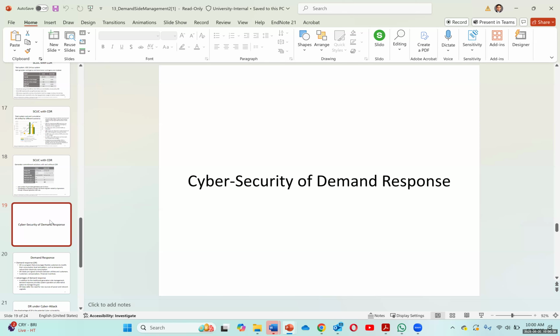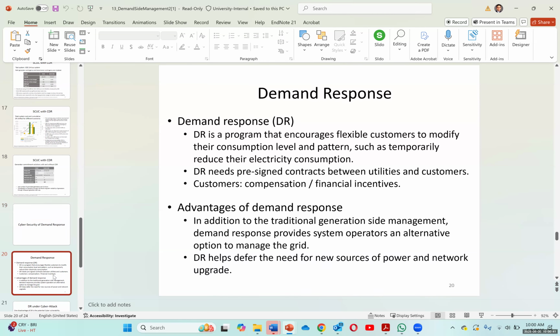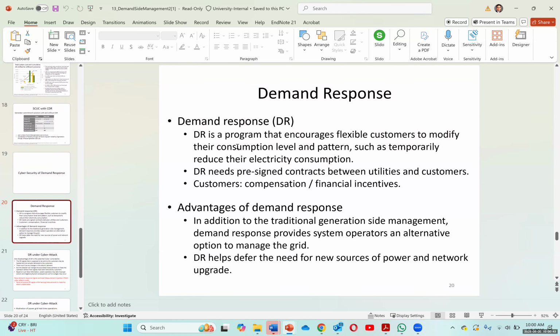One problem is the cybersecurity response. So just to summarize the benefits and what is a demand response. Demand response is a program that encourages flexible customers to modify their consumption level and pattern, such as temporarily reduce their electricity consumption. DR needs pre-signed contracts between utilities and customers. Thus, customers would get compensation and financial incentives by participating in the demand response programs.